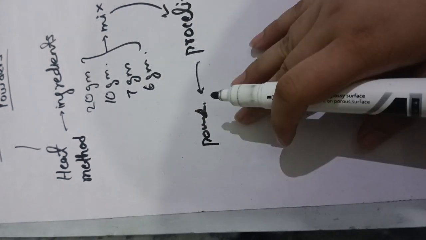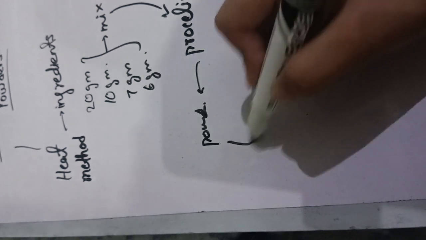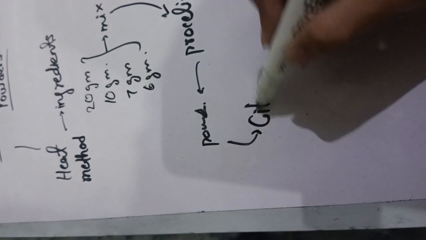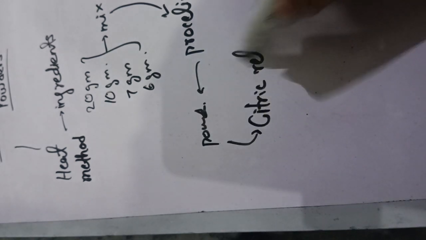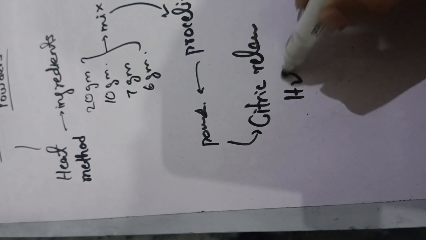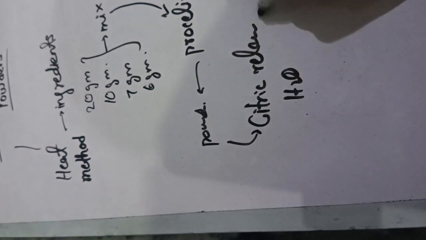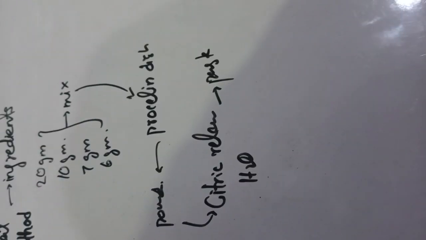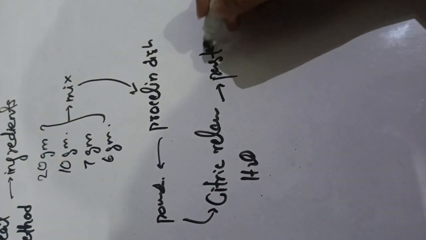So whenever the powder is on it, what will happen? First of all, the citric acid releases its water. So due to release of this water, a paste-like composition forms. So a paste will form with you, a paste-like mass.